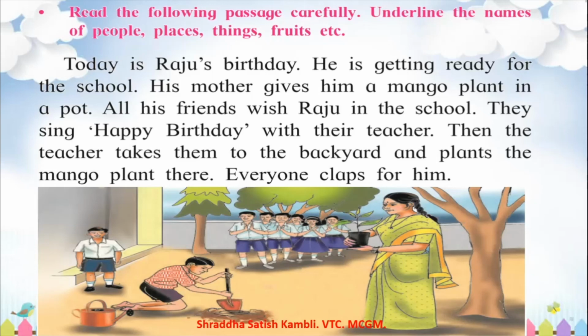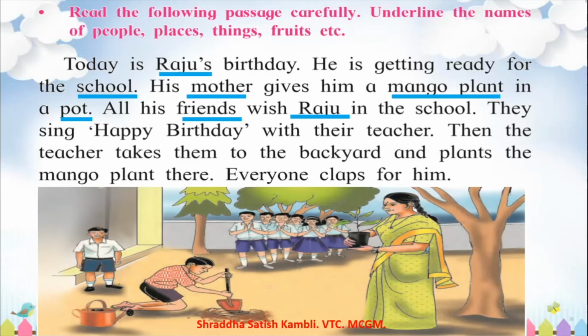Let us try and see what are the naming words here. So Raju is a naming word. School is a name of a place, so it is a naming word. Mother is a name of a person, so it is a naming word. Mango plant is a plant, so it is a naming word. Pot is a naming word. Friends are people in our life, isn't it? So friends is also a naming word. Raju is again a naming word. We have named him once already.